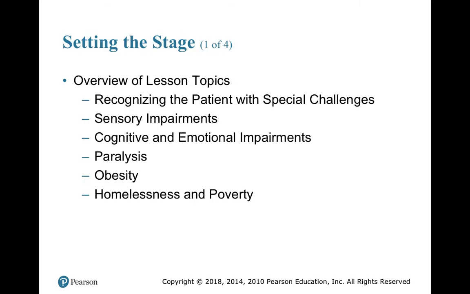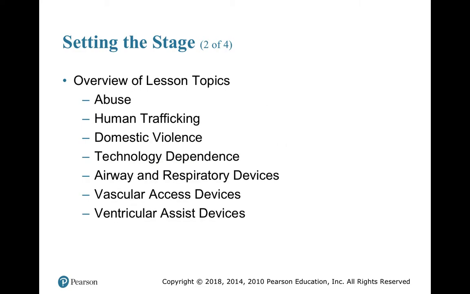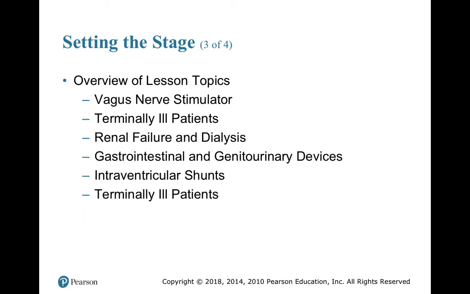Some of the lesson topics we're going to be talking about today are patients with special challenges. So we're going to be talking about patients who have sensory impairments, cognitive impairments, paralysis, obesity, homelessness, or maybe even poverty. Patients who are going through abuse, human trafficking, domestic violence, and really a big topic today, technology dependence. We have so many different types of things, right? These are patients who need technology as part of their care, and they're using technology almost in their everyday lives, either to help keep them alive or help them to deal with certain medical conditions they might have. So, as you can see, there's quite a bit of different technology dependencies that we'll be talking about today.